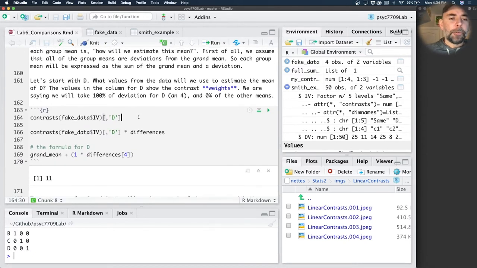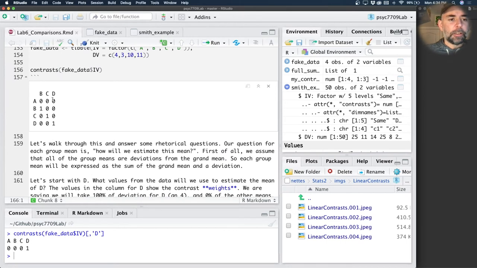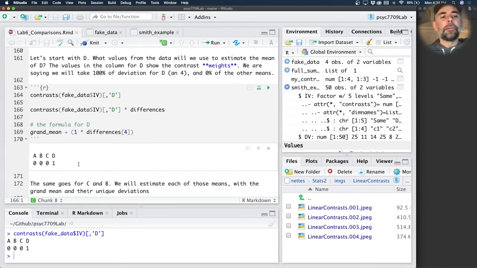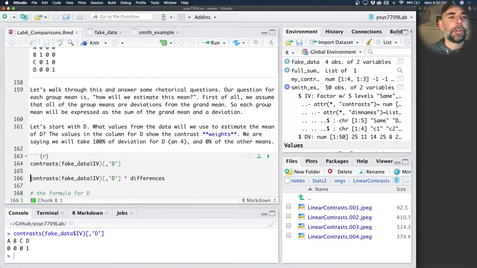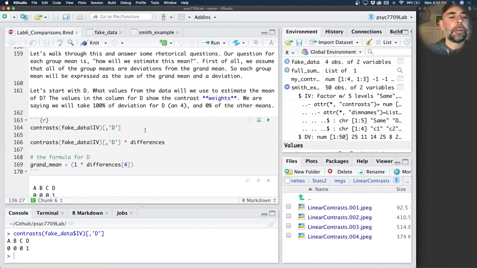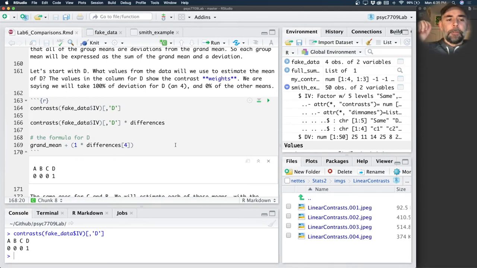Let's take a look at the contrasts for D. That's this column right here, 3 zeros and a 1. Now, what are we saying here? We're basically asking the question, when we think about the value for the group mean D, and if we go up just to look at what that value was to remind ourselves, that's the 11 here. We're going to say that the value of 11 is the grand mean plus a deviation, and that deviation is 100% coming from the difference of the D group. This sounds a little ridiculous because, I mean, where else would it come from? But we'll get to that in a moment.